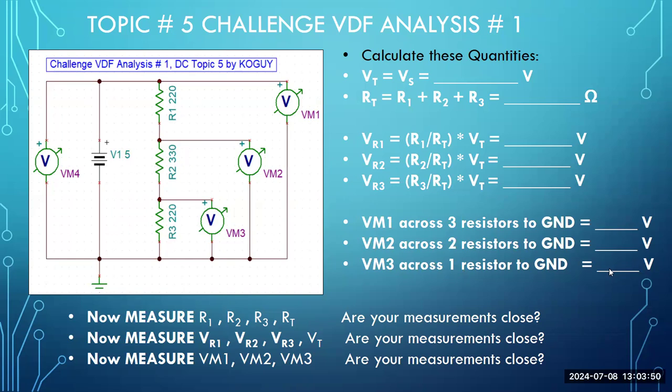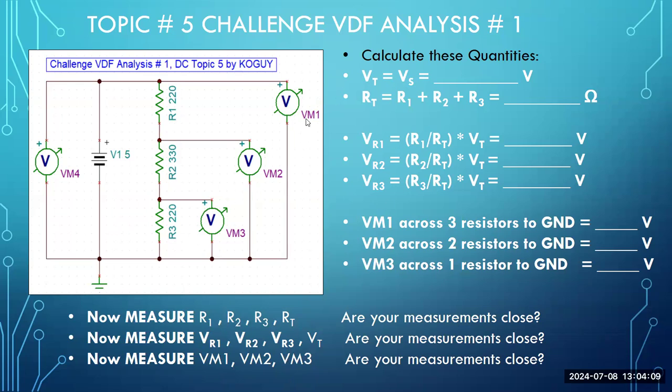Okay, so let's go ahead and do this on the breadboard to verify the numbers. And what we're going to do is we will measure the resistances, we will measure the individual voltages and voltage total, then we'll measure the voltages of each of the voltmeters to ground. Now, why are we doing this?